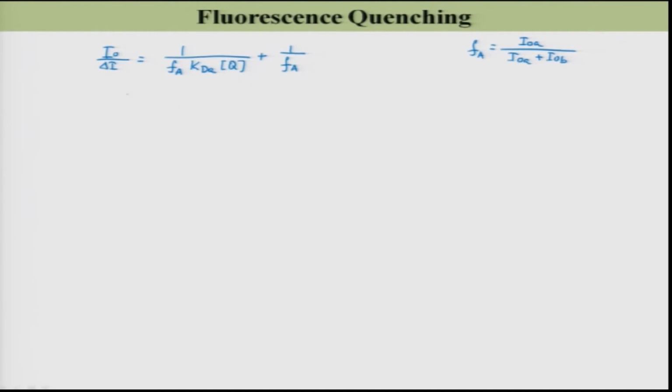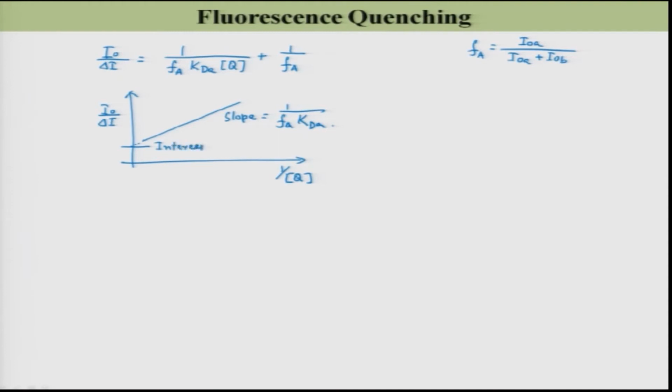Now, you see we got this equation. Now, if I plot, instead of plotting I 0 by I, I 0 by delta I as a function of 1 over Q, I will get a straight line, where the slope will be equal to 1 over F A K d A, and the intercept will be equal to 1 over F A. So, like this I will be able to calculate the value of K d A.